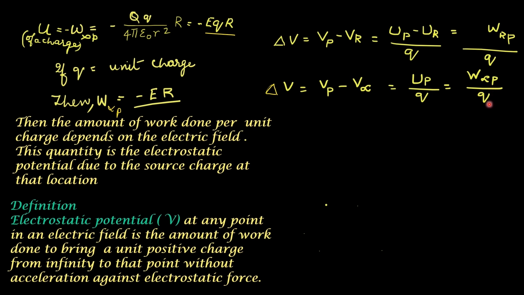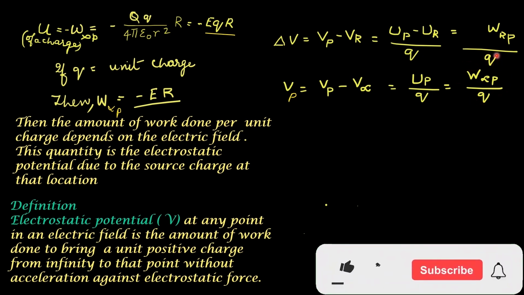Remember, test charge is not unit charge. It has a certain magnitude. That is why we divide it by q in order to make it equal to 1. Now, electrostatic potential V_P is equal to work done from infinity to P divided by q. This is the work done to shift unit charge from infinity to P.